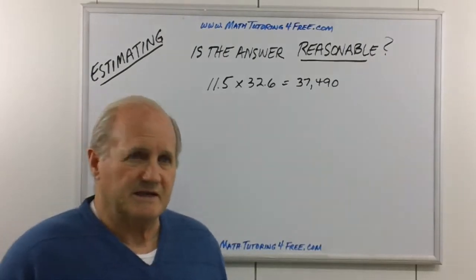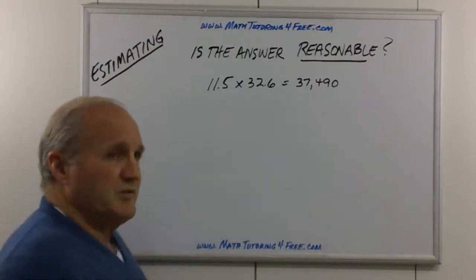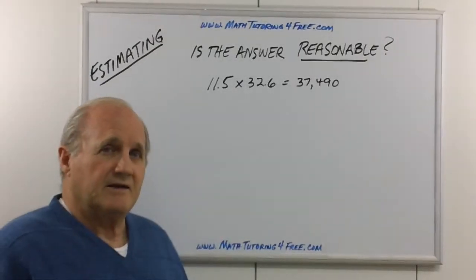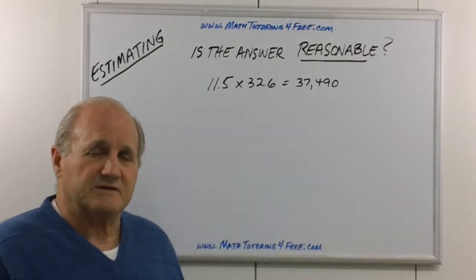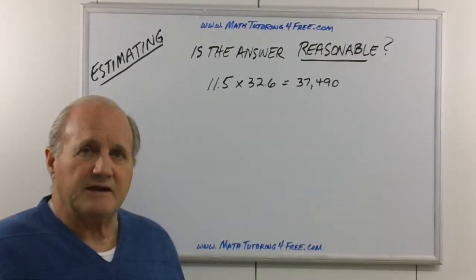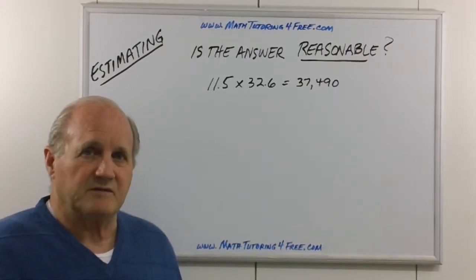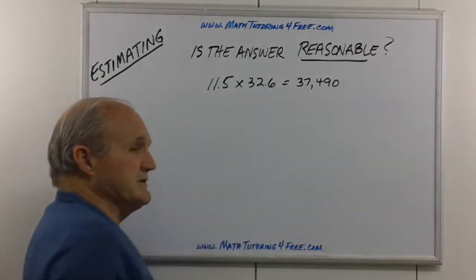Let me show you an example. Let's say we want to multiply 11.5 times 32.6, and classically what happens is a student puts it into the calculator, comes up with this answer and says, it's got to be right, it came from the calculator. And I agree that calculators generally don't make mistakes, but I find that students sometimes do. And one of the biggest mistakes is, oh, they forgot to put the decimal points in.